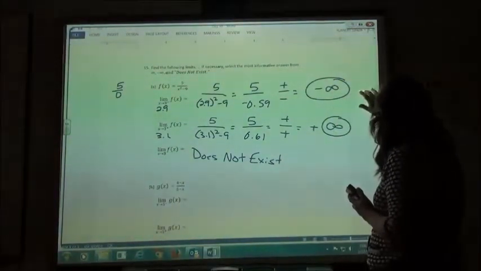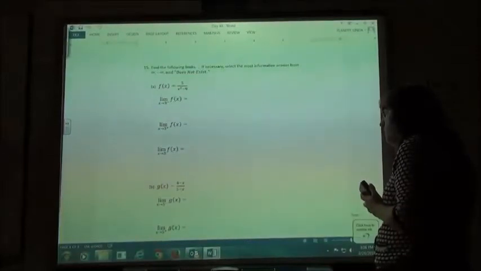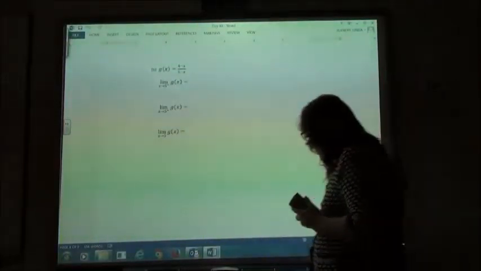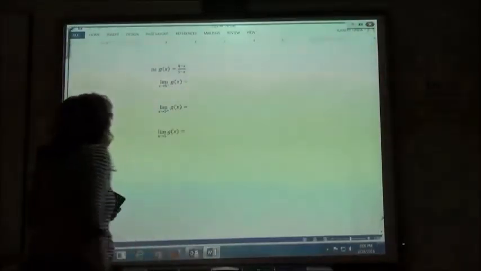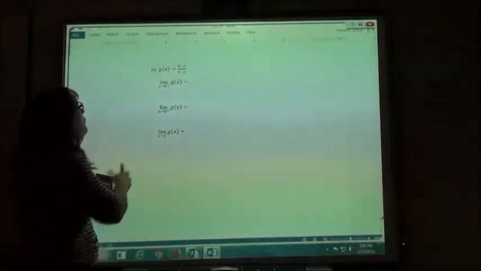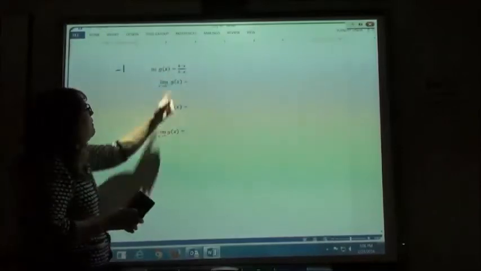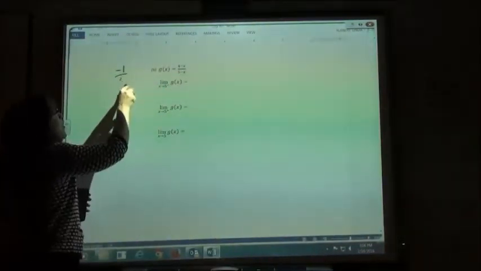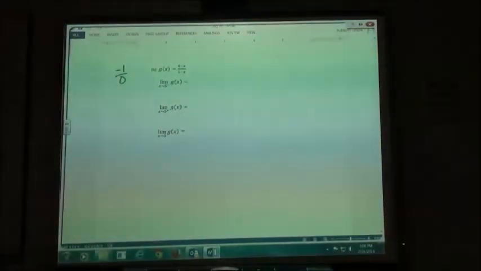And one last one here. This one we are doing the limit as x approaches 5. 4 minus 5 would be negative 1. 5 minus 5 would be 0. Again, I have a number over 0, so I know my limit is either going to be positive infinity or negative infinity.